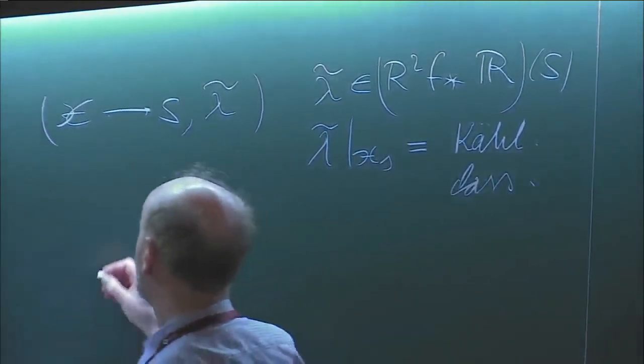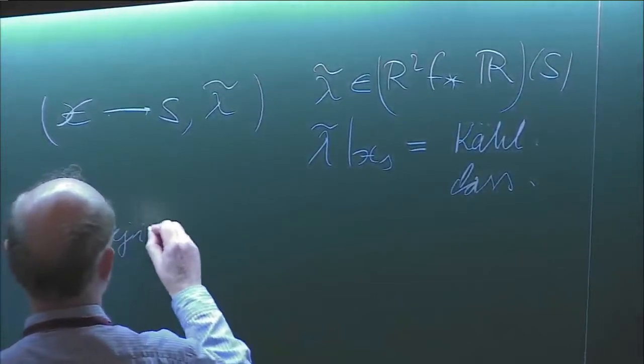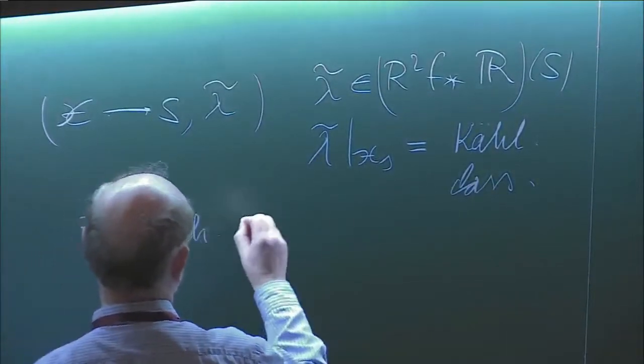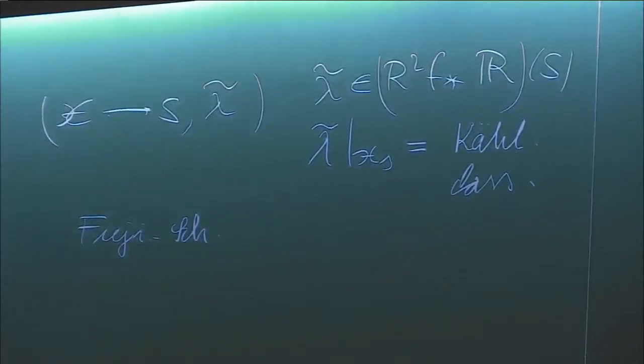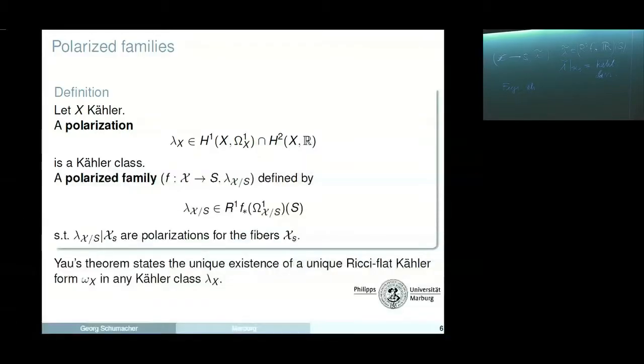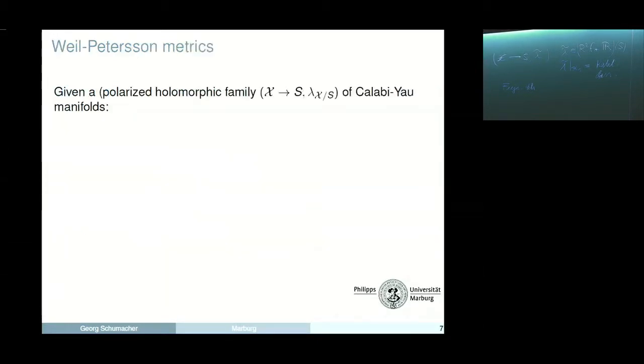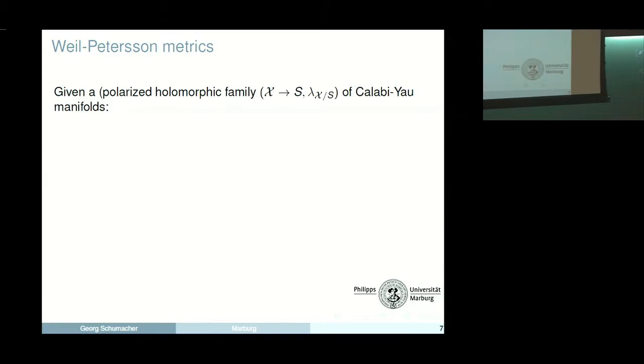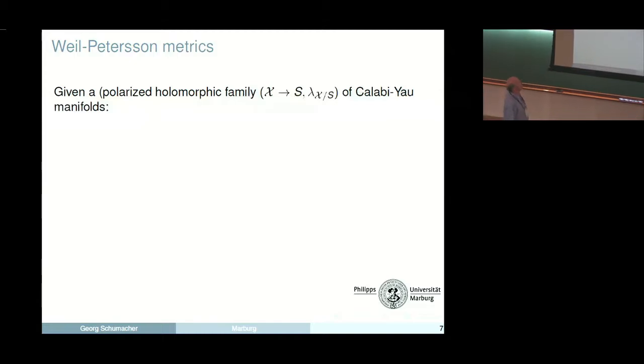And then in a manuscript of Fujiki and myself, the first point was to see that these two definitions are actually equivalent. All right. Now, Yau's theorem states the existence of a unique Ricci-flat form in any Kähler class lambda of x. And so then we are looking at a polarized holomorphic family of Calabi-Yau manifolds.